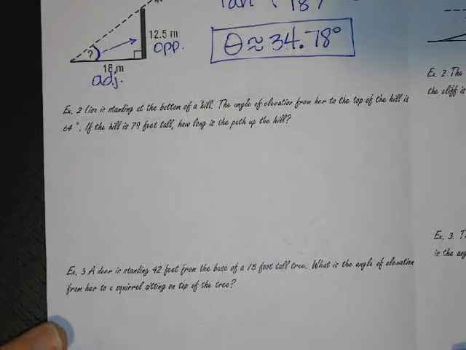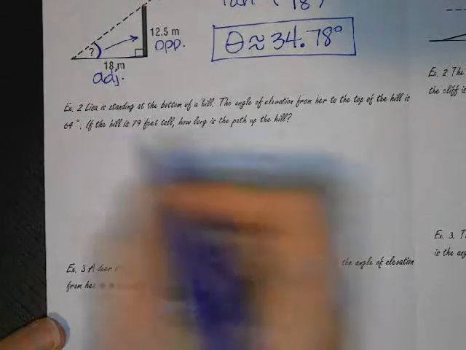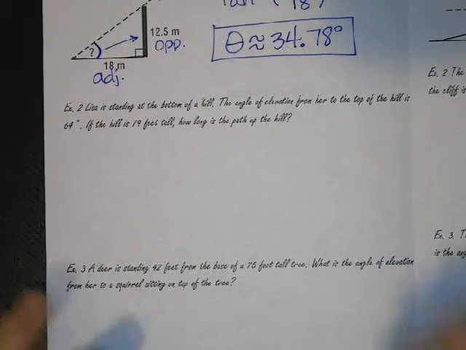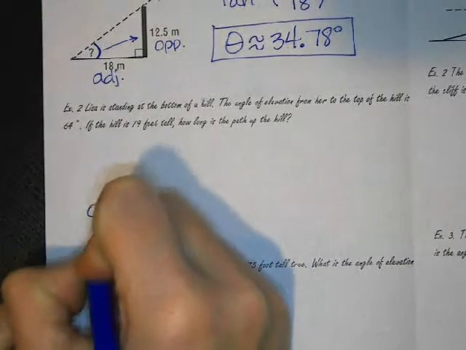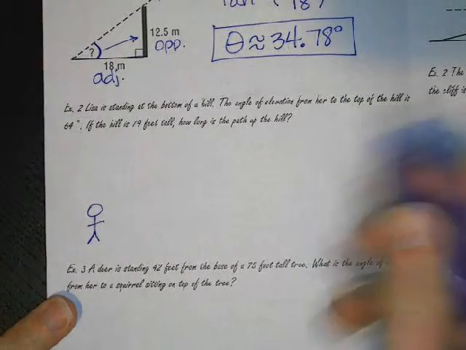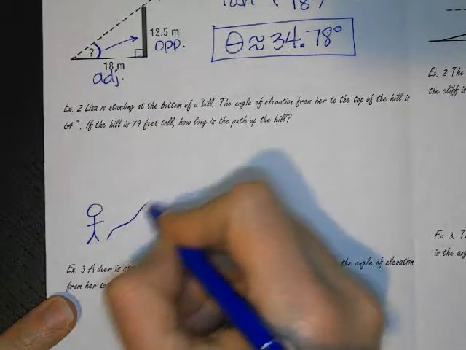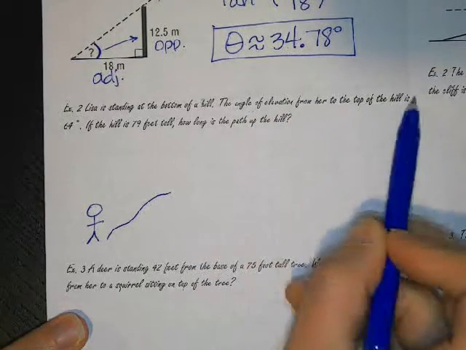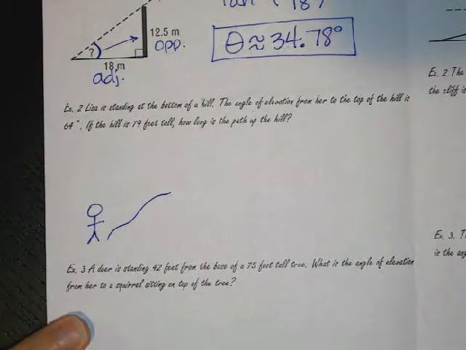All right, number 2. Lisa is standing at the bottom of a hill. So we're following this problem, and we're like, oh, we have no picture, so we're going to draw a picture. So we're going to draw Lisa at the bottom of the hill. There she is. And here's our hill. Okay? And it says the angle of elevation from her to the top of the hill is 64 degrees.